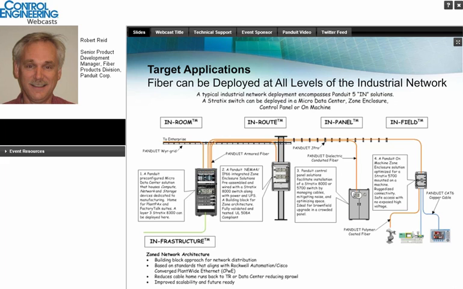Again, dialing it back to an application space for fiber cable and highlighting where these applications might live. Working left to right, we're working from the business side of things right down to the application. So as we progress from left to right, and these are Panduit terms that we use: in room, in route, in panel, in field. You're working from a higher level enterprise network all the way down to a device network. And there's multiple solutions that can be deployed in terms of the connectivity, in terms of the fiber cable, all the way along this route.